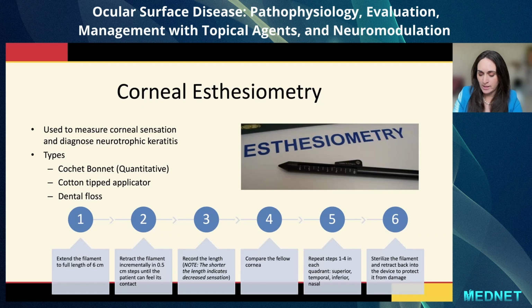You want to do it in 5 different areas of the cornea: centrally, superior, temporal, inferior, and nasal. And then once you've completed this, you then sterilize the filament and retract it back into the device so that it doesn't cause damage to the filament.